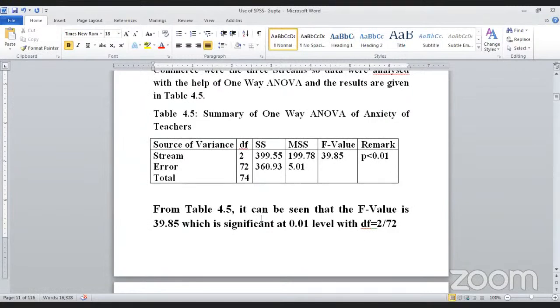So from the table, it can be seen that the F value is 39.85, which is significant at the 0.01 level with df equal to 2/72. Either you can write like this or you can write like this also, 2,72, but then you should put a bracket. So I always prefer to write like this. And then it is full stop.